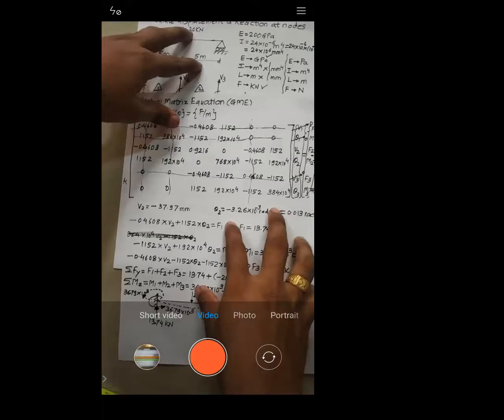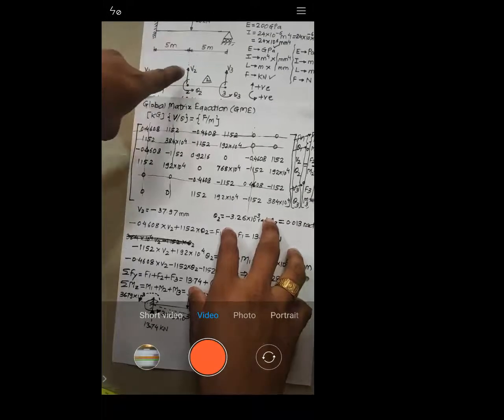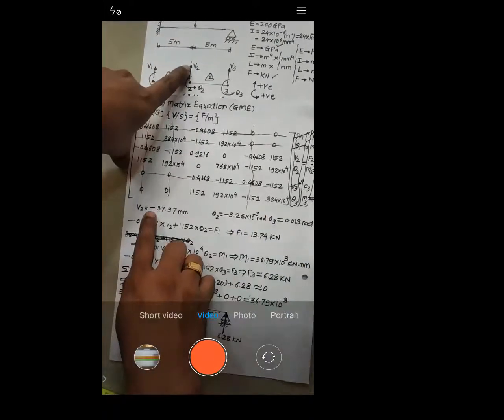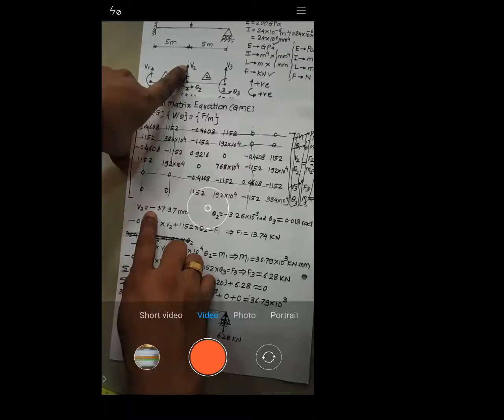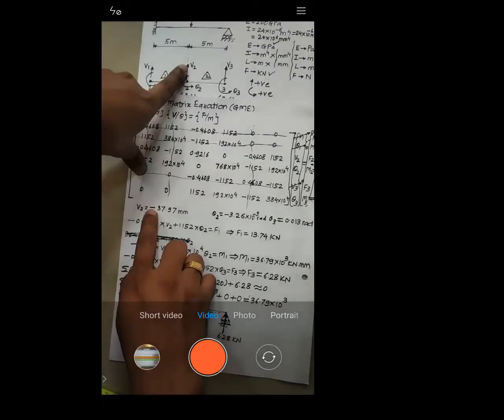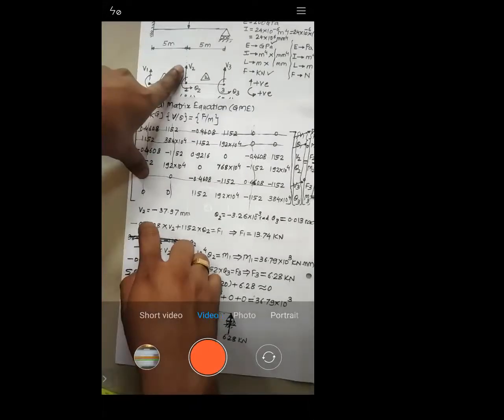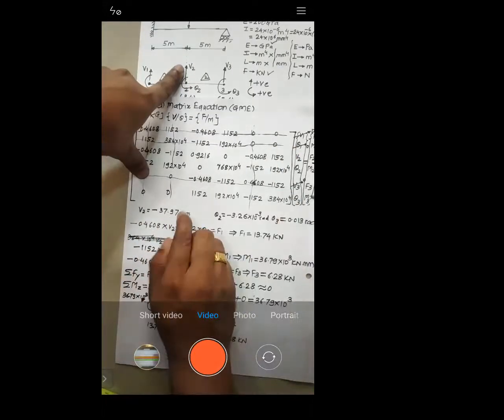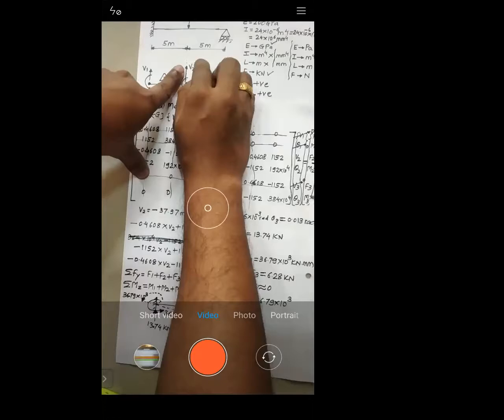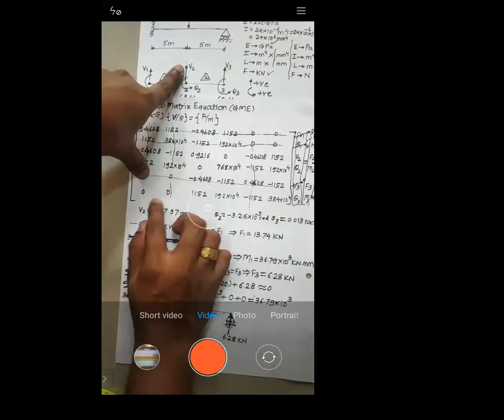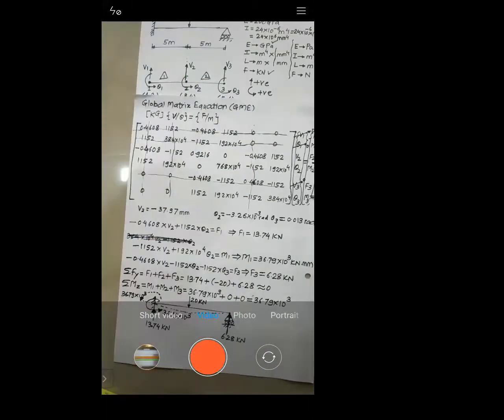Now see here. What direction of V2 did I assume? All of you check. Upward. Okay. But what sign am I getting? Negative. That means the direction of V2 which I assumed is wrong. Then what is the right direction of V2? It should go downward. But is it going to affect the magnitude? Whatever direction you assume, is it going to affect its magnitude? No, sir. It is not going to affect the magnitude.